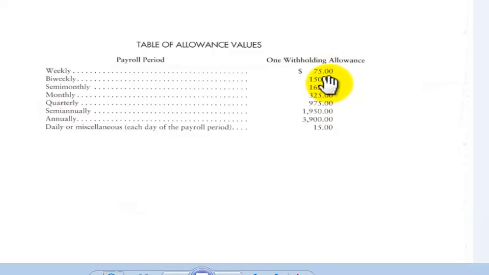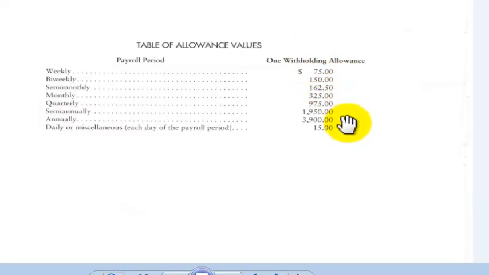They've divided it by 26 to get biweekly. They've divided it by 24 to get semi-monthly. They've divided it by 12 to get monthly. You get the gist, okay? And so basically, if they're bi-weekly pay, which our example is, and they're only claiming 1 withholding allowance, we need to deduct this $150 from each bi-weekly pay before we calculate their federal income tax, because that's what the IRS allows us to do. Okay, so we've got a withholding allowance of $150.